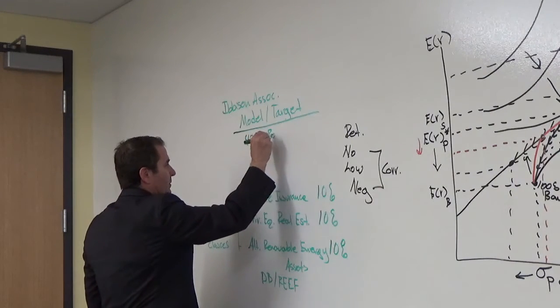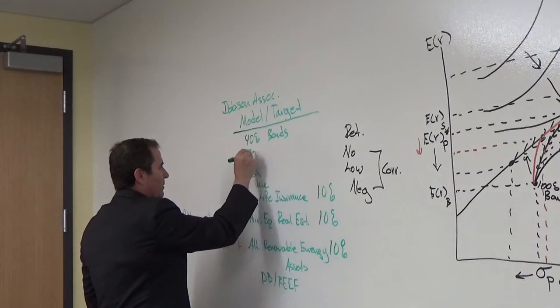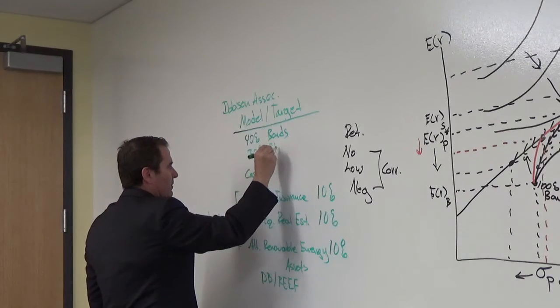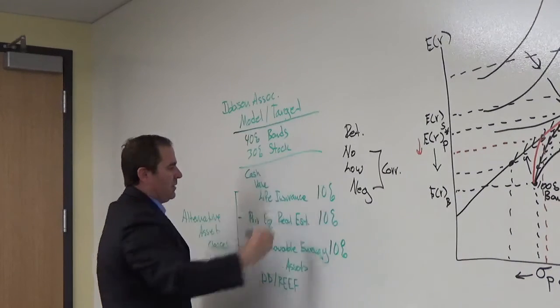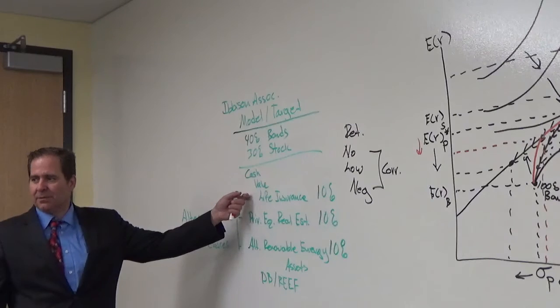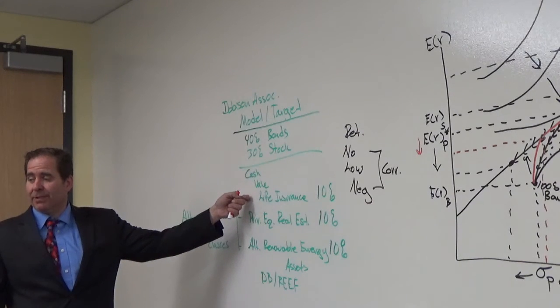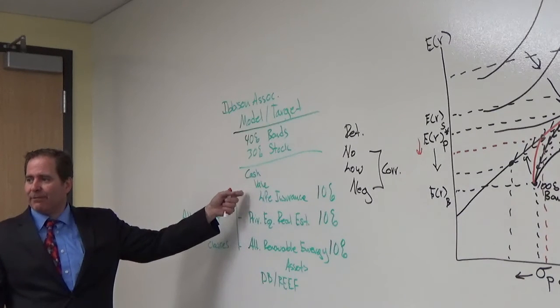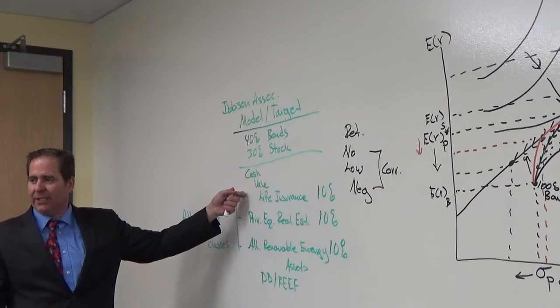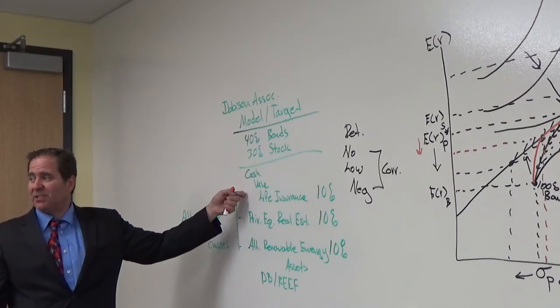40% bonds, 30% stock, 10% cash value life insurance. Actually, banks like Goldman Sachs and B of A and Wells Fargo put cash value life insurance policies on their senior executives. And the cash value in those policies is considered tier 1 liquid capital. It's one of the safest tiers of capital for the bank, and nobody ever talks about it.